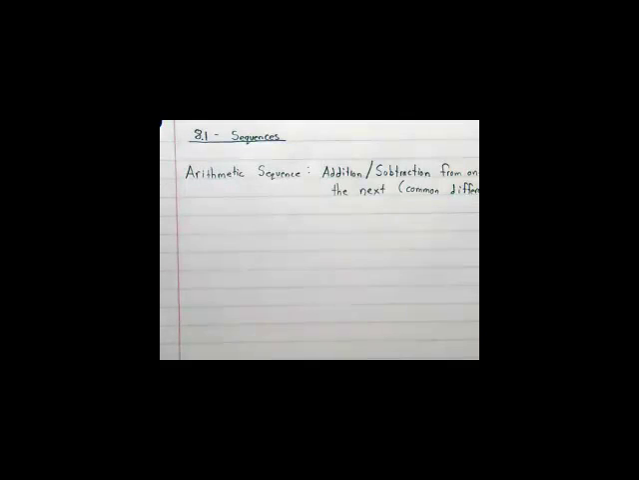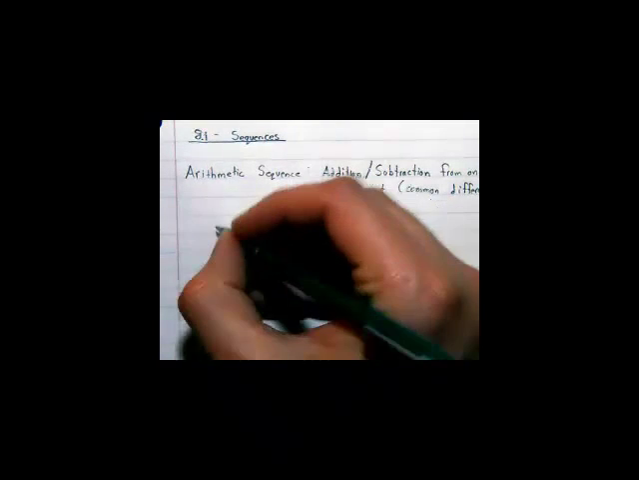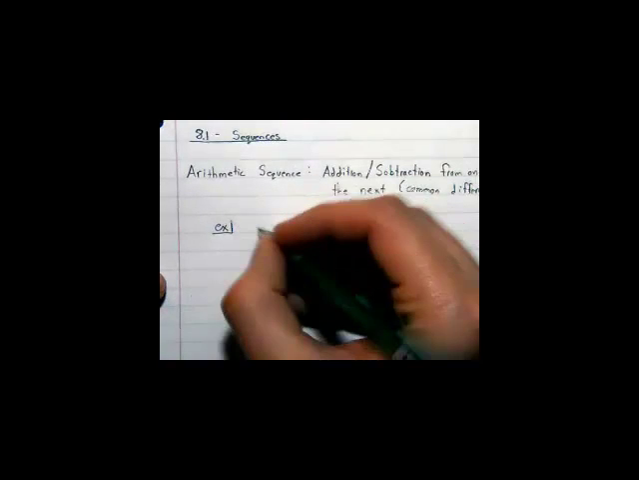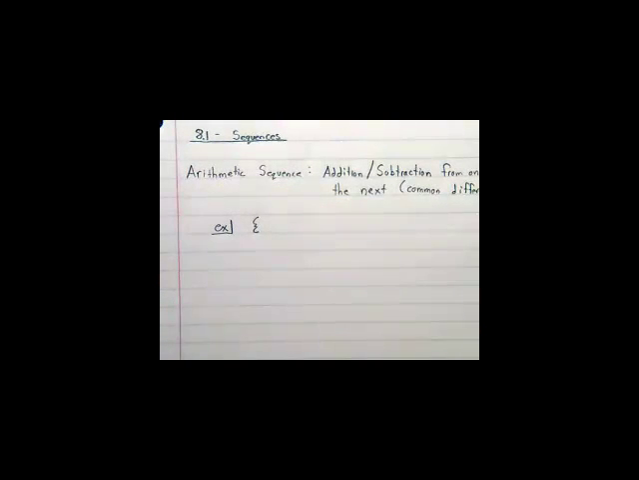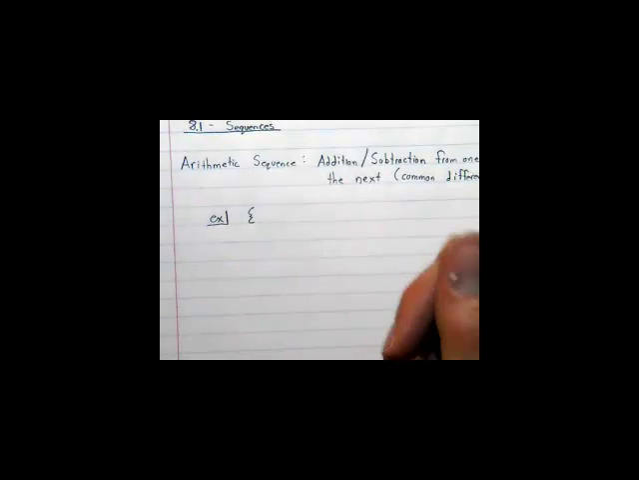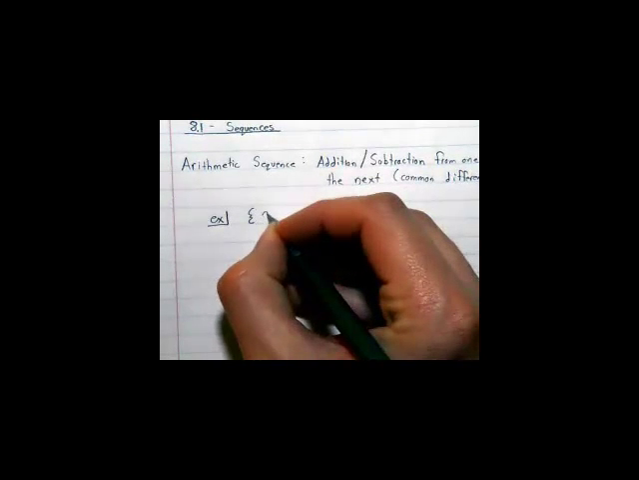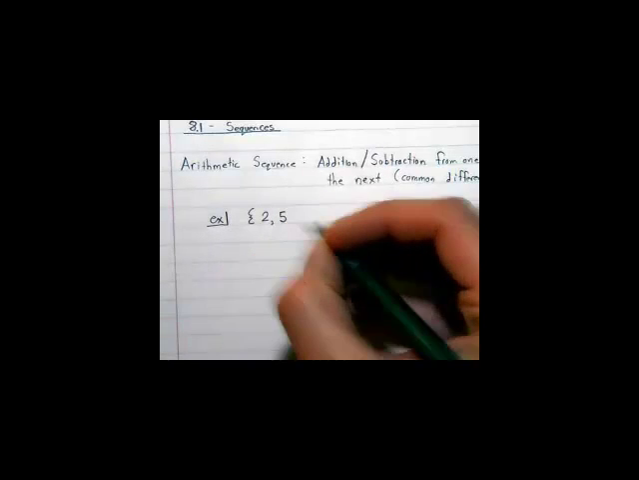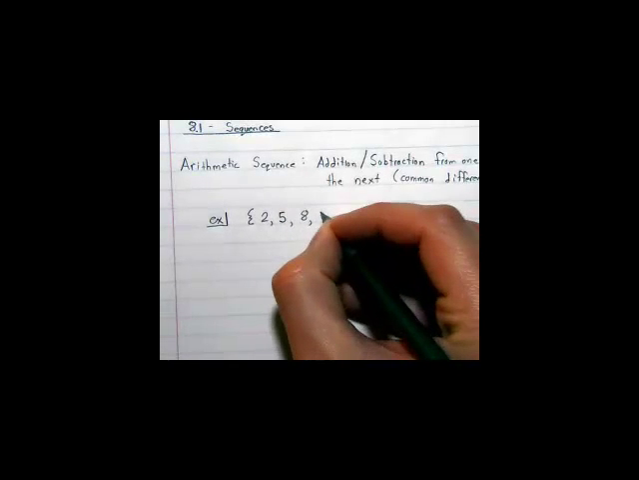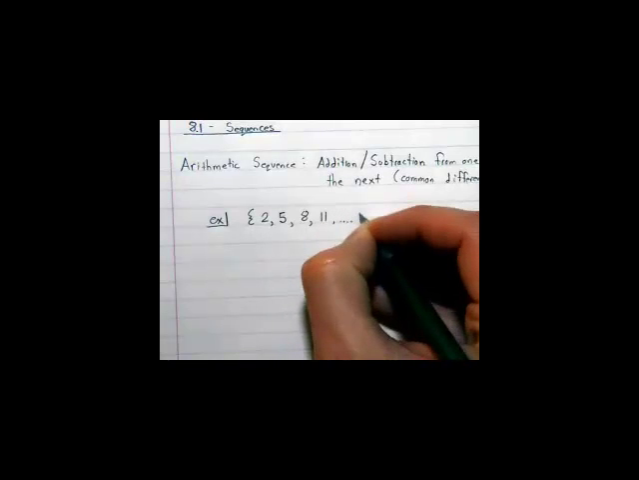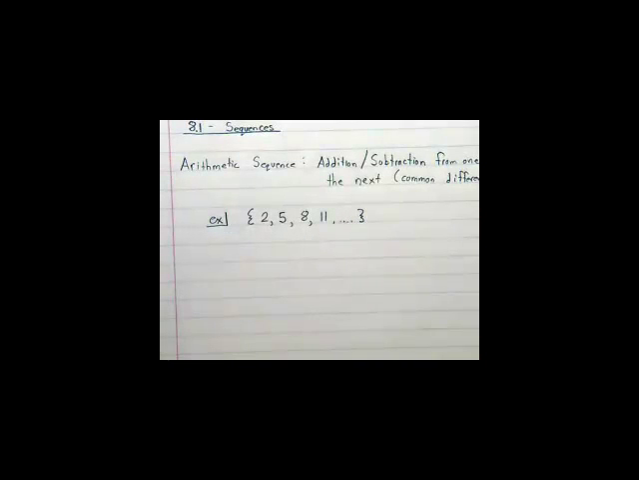So, let me give you an example of an arithmetic sequence. We use these little curly braces to show what's in the sequence. Let's say our sequence starts at 2, so it's 2, 5, 8, 11, etc. So what is the common difference in that sequence? 3. Okay, because that's what I'm adding to get from one term to the next as I go through it.